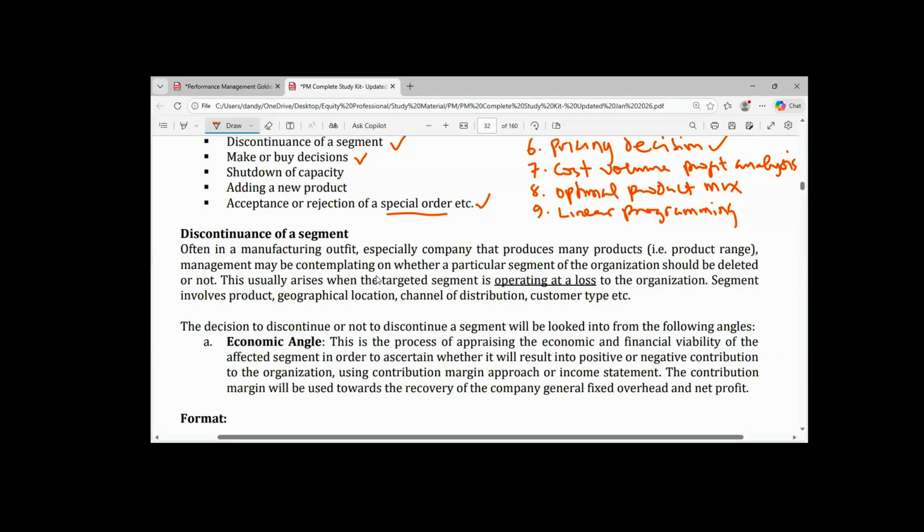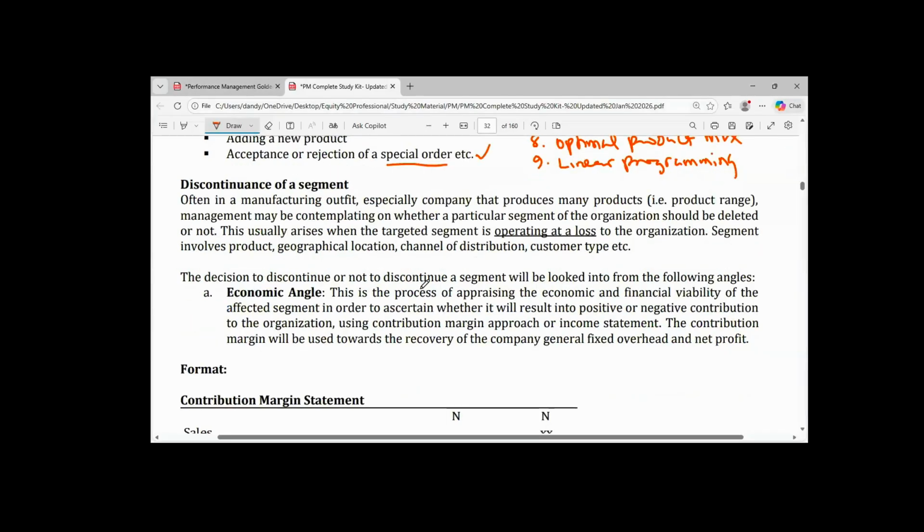In our next class, it will be make or buy decision. And the third class, it will be special order. Okay? So let's take it one after the other. All right, so let's talk about deleting of a segment.